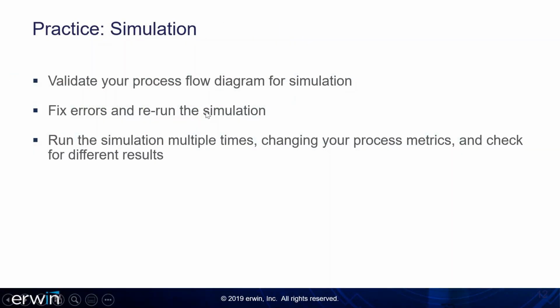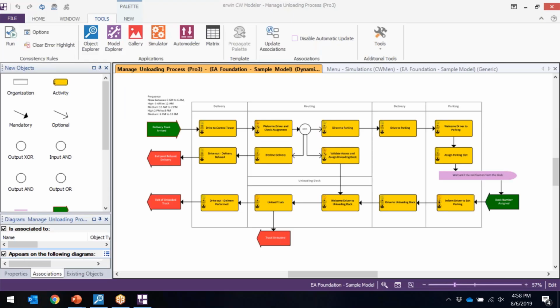So to run a simulation, we need to open up a diagram, check it for simulation, fix the errors, and rerun it. And you can run the simulation multiple times, changing the process metrics to actually see your different results. That's the most accurate thing to do for real-life examples. We're going to open up a diagram and take a look at simulation in the tool.